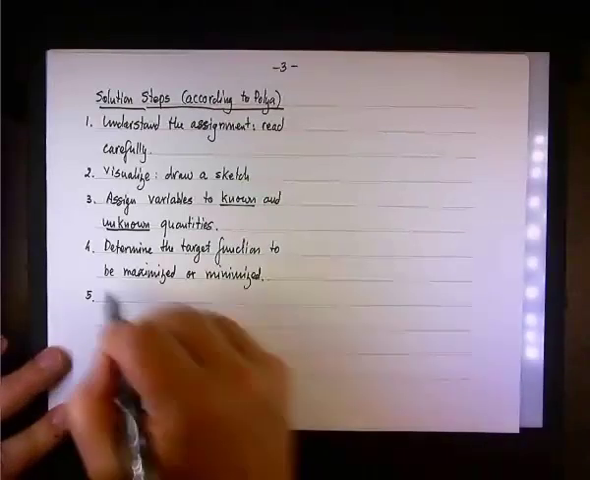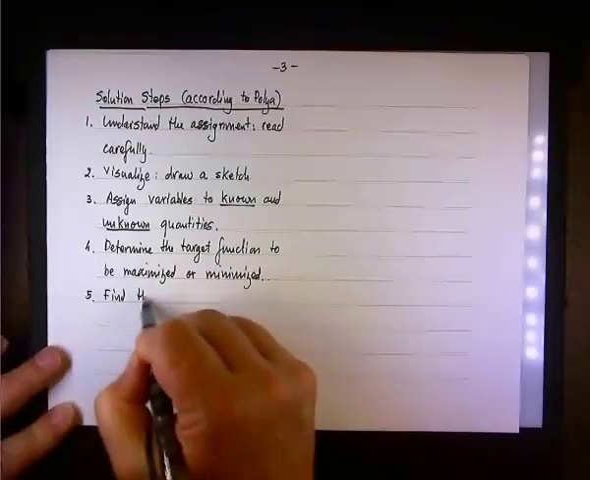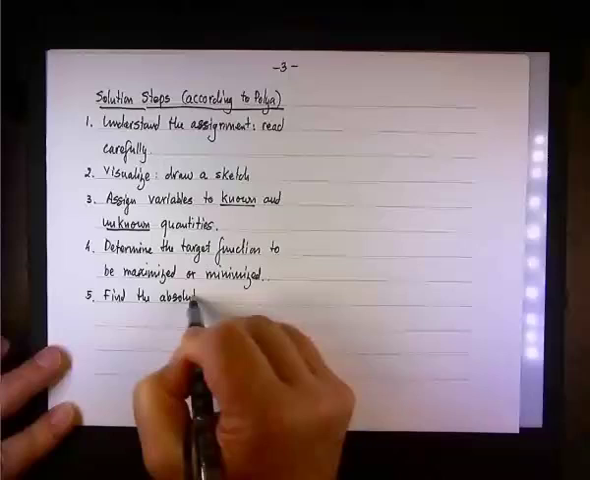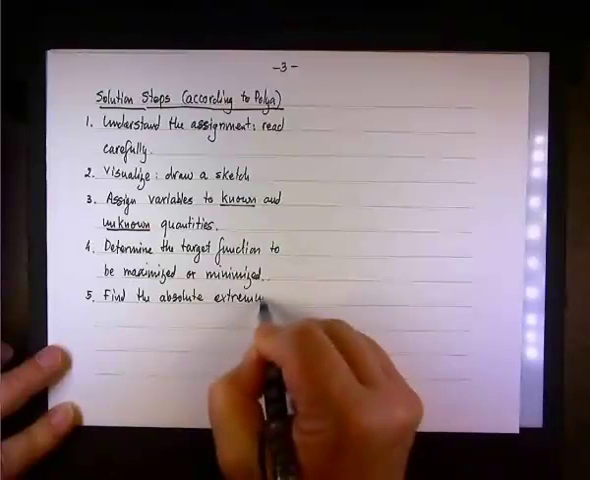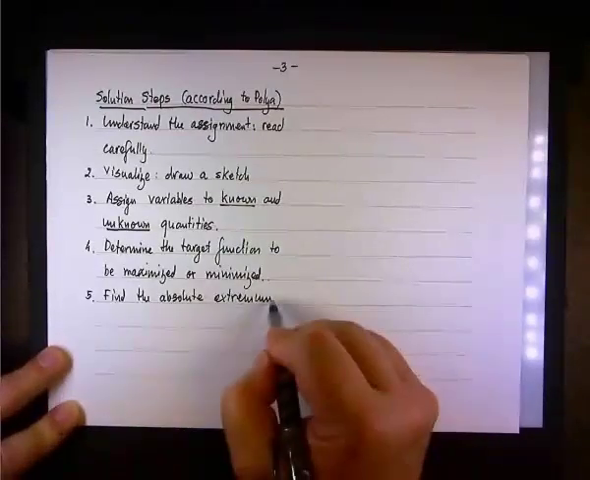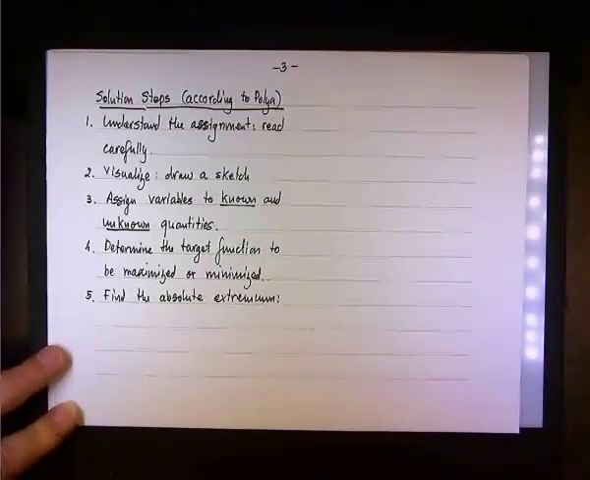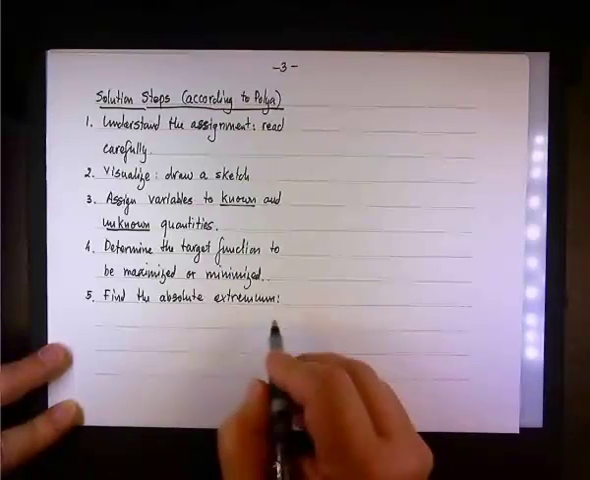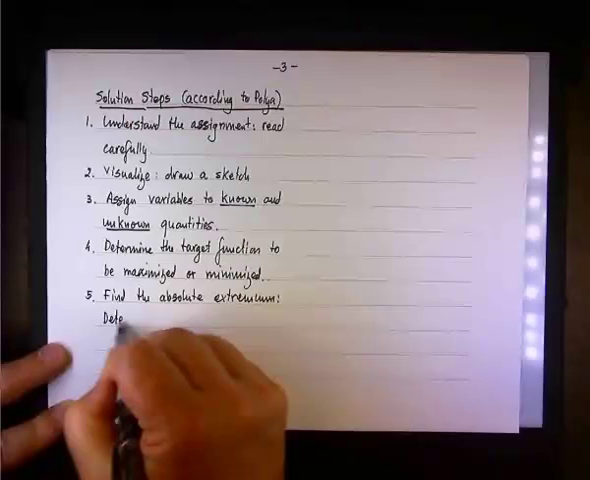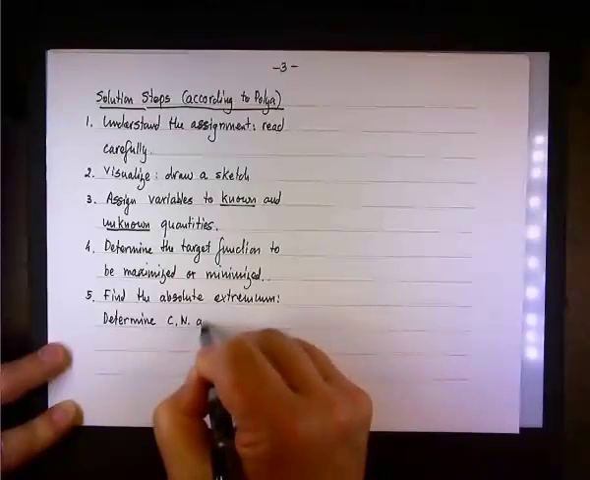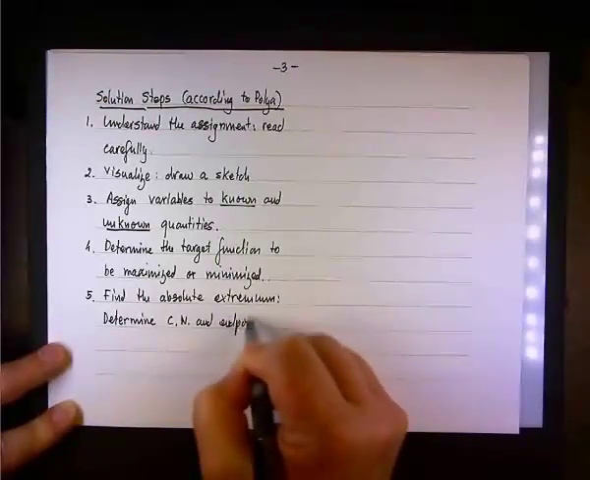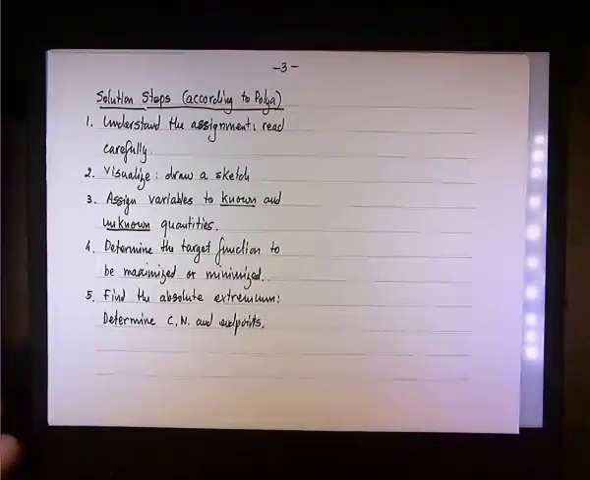And then the last step is to find the absolute extremum. I'm stressing the word absolute because sometimes we ignore endpoints and think, okay, we just take critical numbers and we are good. Well, you need to consider that in addition to critical numbers, you need to have endpoints. So we need to determine both critical numbers and endpoints. So this is the process.